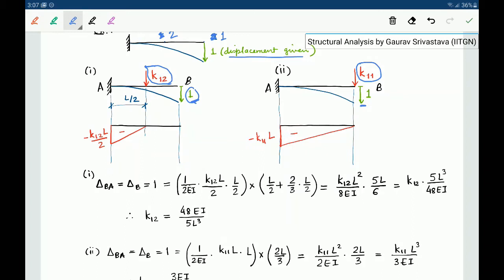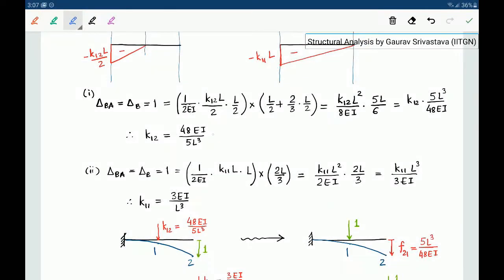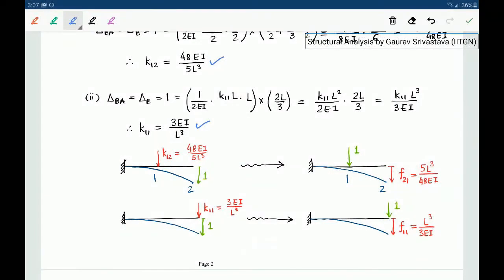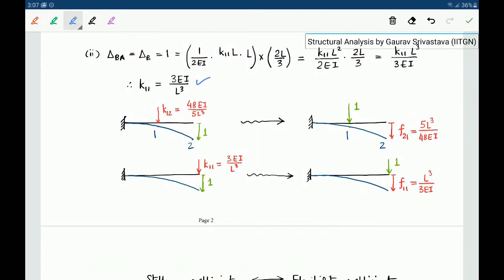For example, in this case we are using the moment area sort of method. So K12 and K11 can be calculated. So again, the nomenclature here is the reverse.